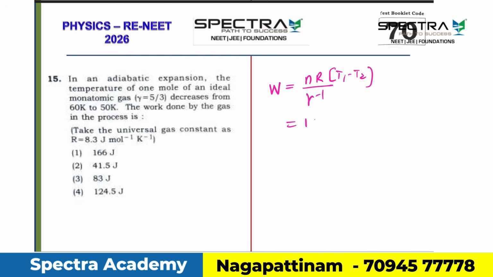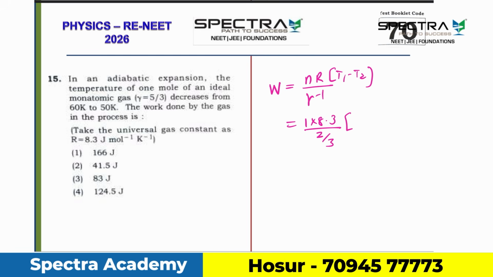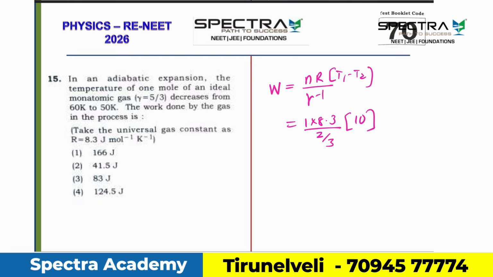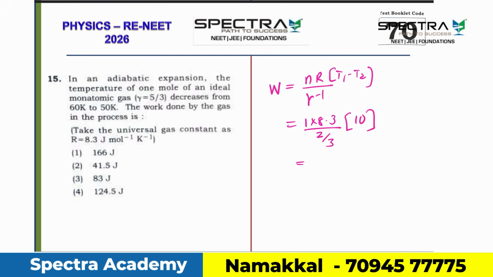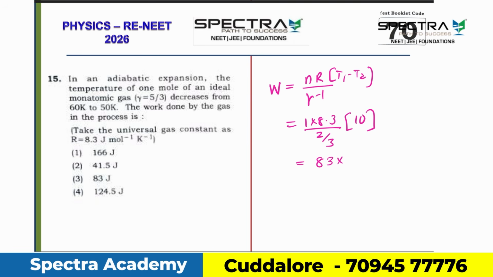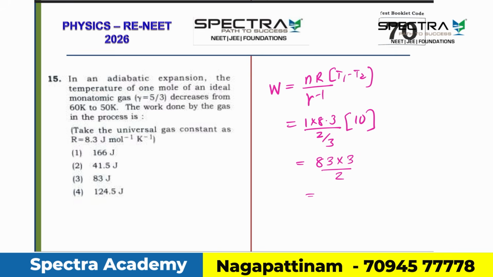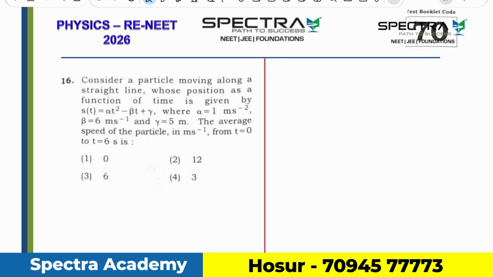So the number of moles is equal to 1, R is equal to 8.3, gamma minus 1, 5 by 3 minus 1, will become 2 by 3, into T1 minus T2. What is T1 minus T2? 10 Kelvin. It's 60 minus 50. Right. So I will be getting 8.3 into 3 by 2 into 10. What will be the answer? You will be getting the correct answer as 124.5 joule. The fourth option will be our right answer. Okay, students, fourth option. Coming to question number 16.